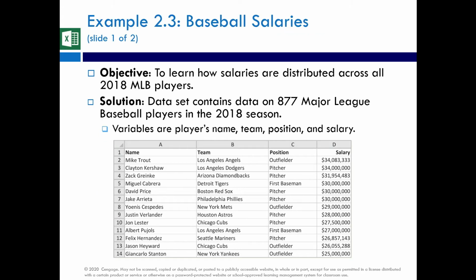Example of baseball salaries. Objective: to learn how salaries are distributed across all 2018 Major League Baseball players. Solution: the dataset contains 877 Major League Baseball players for the 2018 season. Variables are player's name, team, position, and salary.